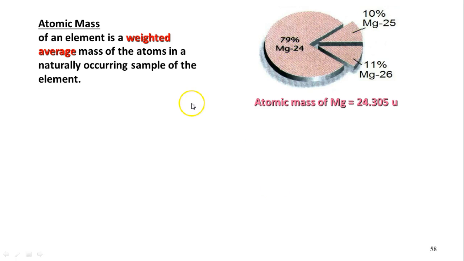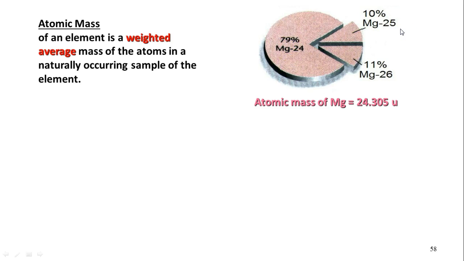So our atomic mass, again, is the weighted average of the atoms in a naturally occurring sample of the element. So it's based on the abundance in the world of that particular isotope. So for example, for magnesium, the most common isotope in the world, in fact 79% of magnesium isotopes, are magnesium 24. So each of those has a mass number of 24, 79% of them. And then 11% of magnesium will actually be the isotope magnesium 26. And 10% will be magnesium 25.